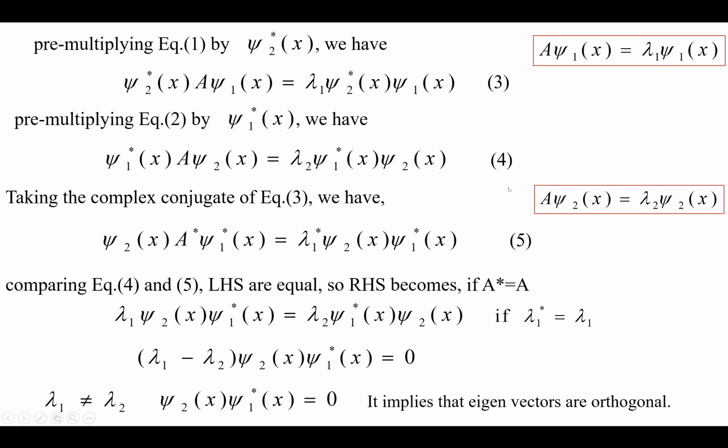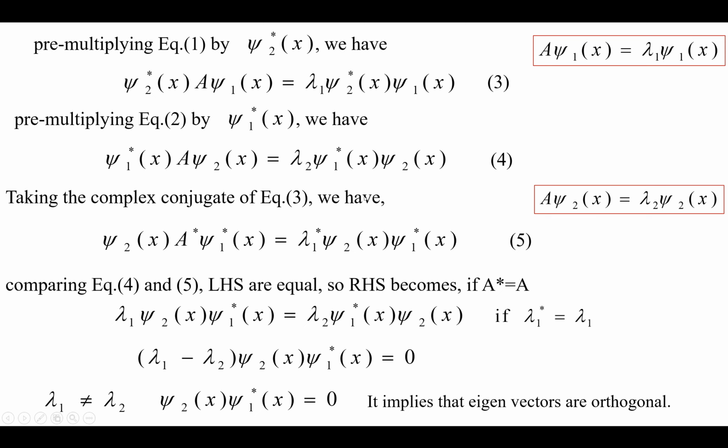You compare equation 4 and 5. Left hand sides are equal. See, on the left hand side we have psi 2 of x, and here also we have psi 2 of x. Psi 1 star of x, here also we have psi 1 star of x, except for A and A star. Suppose the condition is A equals A star, then the left hand sides are equal. If left hand sides are equal, the right hand sides must be equal.